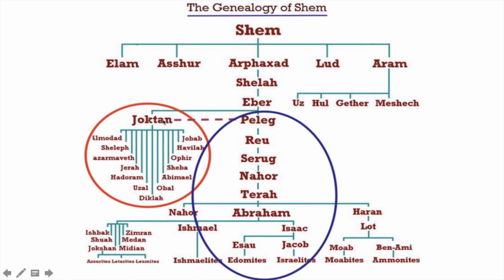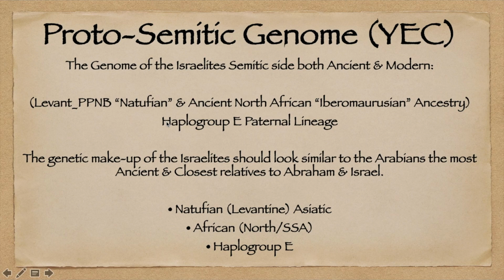As we can see, here's the genealogy, just as a reminder. Eber begot Joktan and Peleg, and Joktonites would be the closest ethnic group from the lineage that Abraham would be linked to. So Joktonites are a very good key to look at when it comes to the genome of Abraham and his Y DNA as well as autosomal DNA. So the genome of the Israelites from the Semitic side, both ancient and modern, would be Levant PPNB, Natufian, and ancient North African Ibero-Mauritian ancestry.